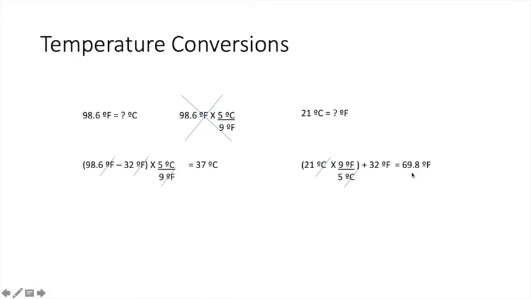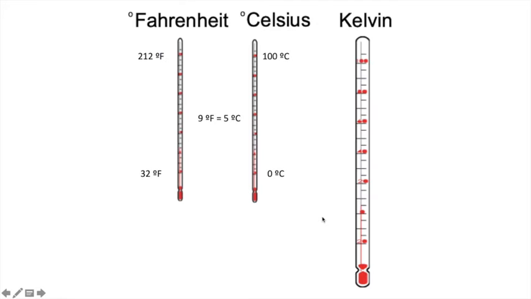So room temperature, most people set their thermostat, my guess is between about 68 and 72, depending on if it's summer or winter, but 21 degrees Celsius is about room temperature, 70 degrees.